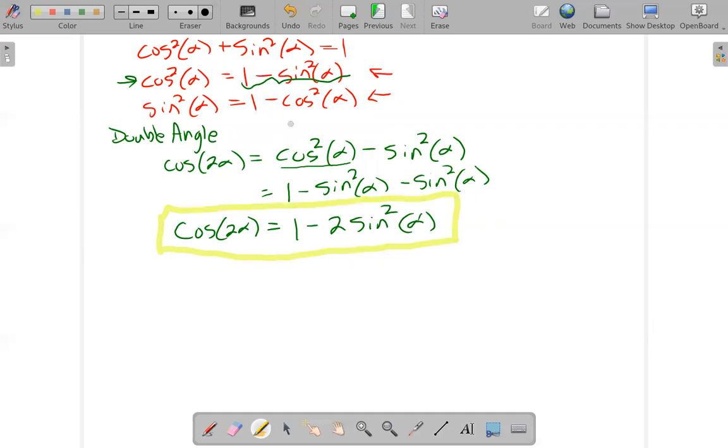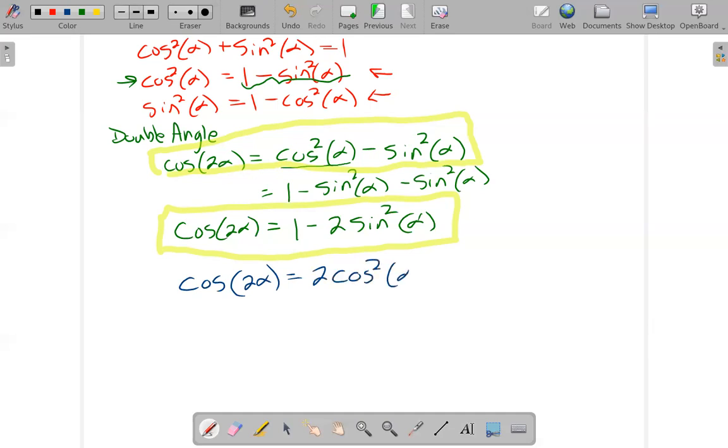Now, if I could do the same thing, I could take my original double angle formula up here and replace the sine squared with 1 minus cosine squared. If I do that, I get another variation on this. I'm going to write that in a slightly different color. Let's go blue. I'm going to skip the work and just get straight to the answer. It ends up being twice the cosine squared of alpha, then minus 1. And that's important too.